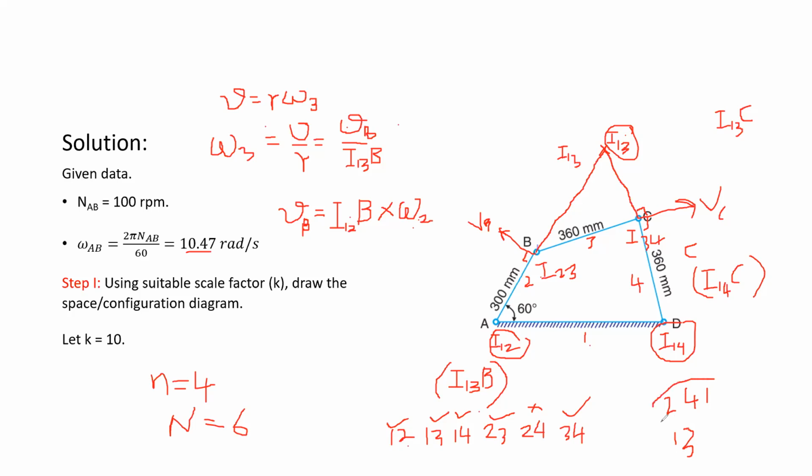The ICRs of these three links will lie on one straight line. Which 3 ICRs are possible? 1, 2, 1, 4 and 2, 4. See, 1, 2 is here, 1, 4 is here. So the 2, 4 will be on the line which is joining these two, and it may be on either side. It may be here, or it may be here also. We have extended this line.